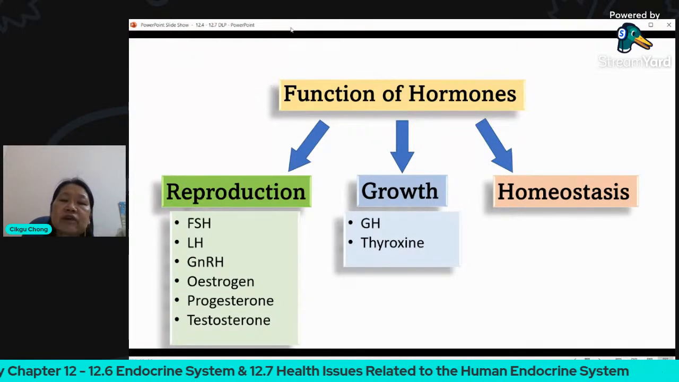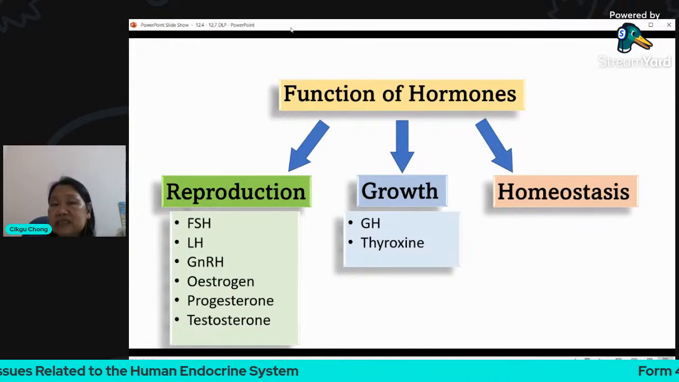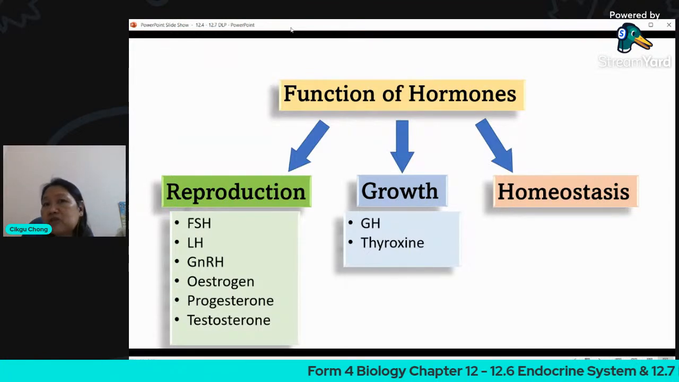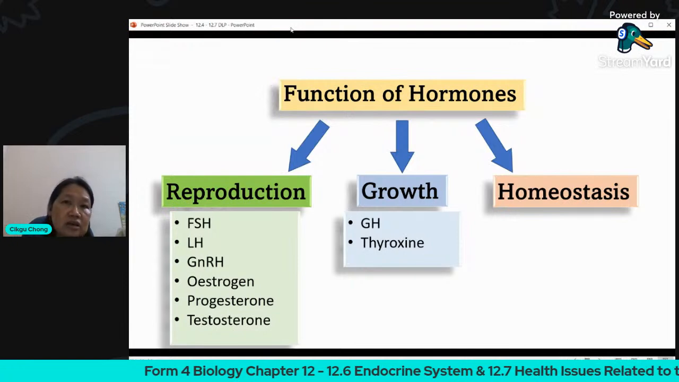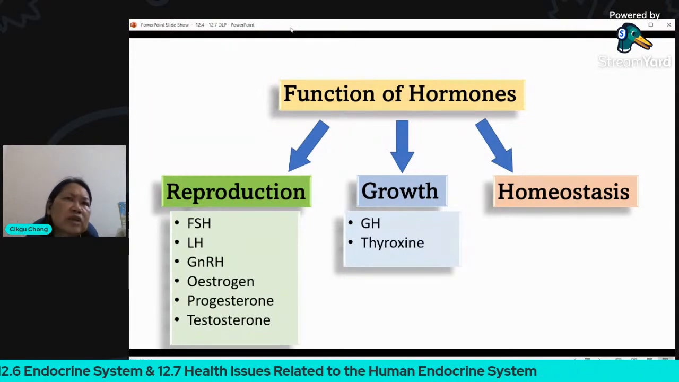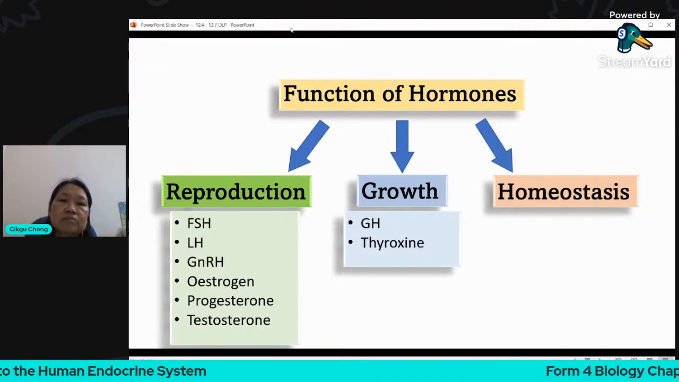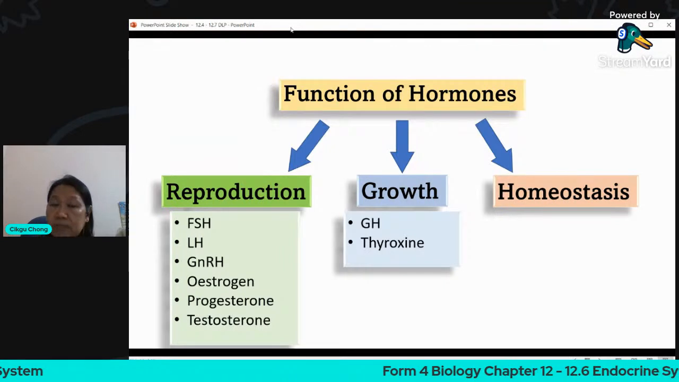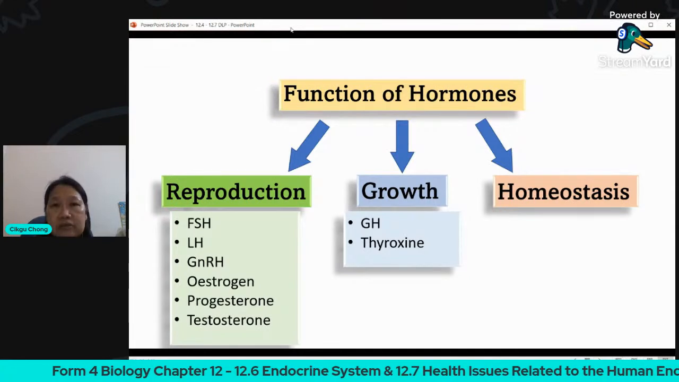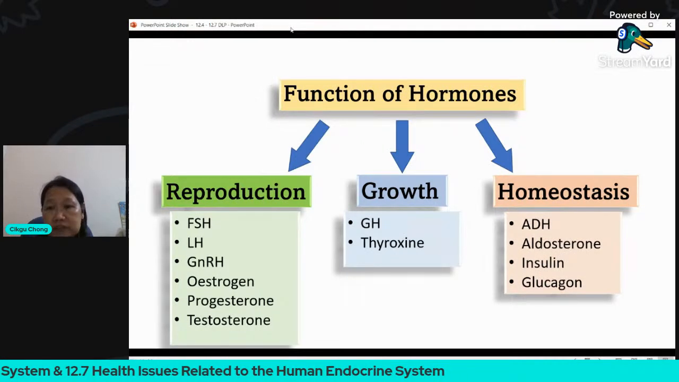For growth, we have GH, which stands for growth hormone. Growth hormone will be particularly released more during the stages of puberty. So that's why you notice that some of the children have a growth spurt. That means they suddenly achieve, it could be up to 2-3 cm per year, instead of maybe even 5 cm per year. Usually that kind of growth you only see in babies. Thyroxine also stimulates growth.